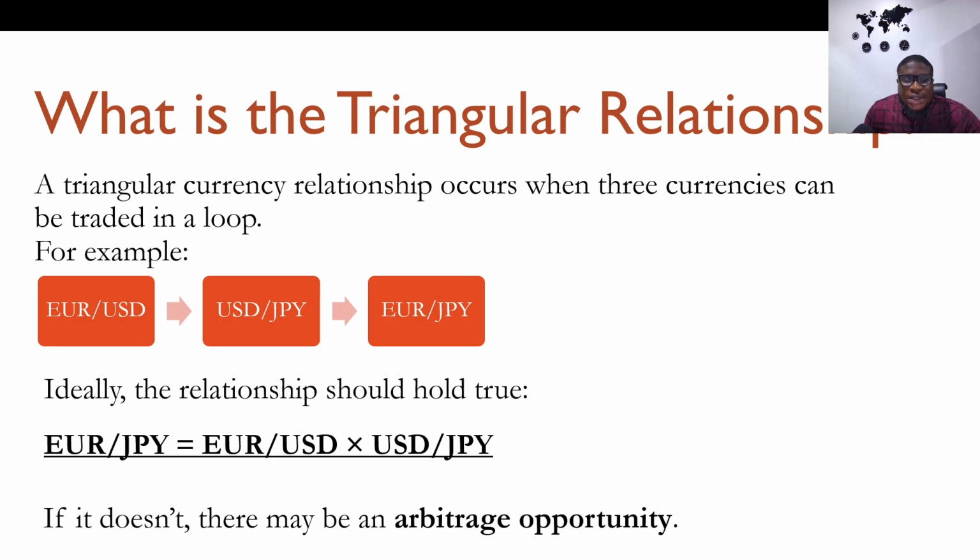So what exactly is the triangular relationship with regards to forex pairs? A triangular currency relationship occurs when three currencies can be traded in a loop. For example, in this case, we've got Euro USD, USD JPY, and Euro JPY. Ideally, the relationship should hold true: Euro JPY equal to Euro USD multiplied by USD JPY. So if you cancel out the USD on both sides, you get Euro JPY. This relationship should hold true.